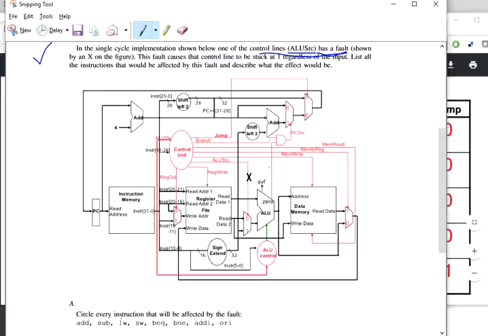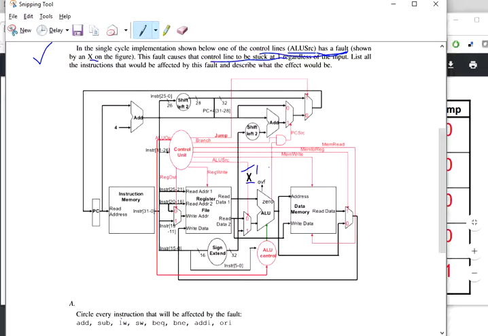ALU SRC has a fault where shown by X, which is right here, and the fault is the control line is always stuck at 1. So ALU SRC would be 1 no matter what instruction it is, what control unit it is, or what opcode it is. This would be 1. It's stuck at 1. Okay, so this is the problem.